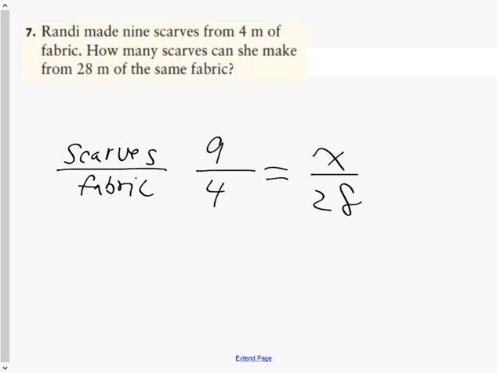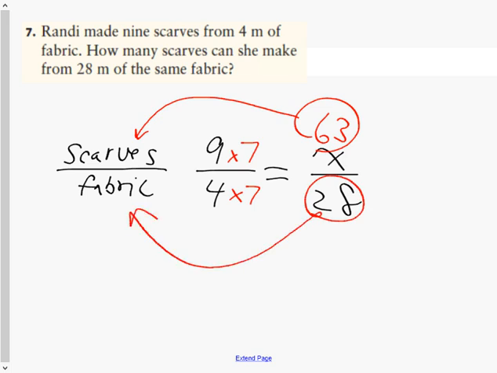What's the easiest way to solve it? Algebraic, division, multiplication, or unit rate? Multiplication. 4 times what is 28, Cohen? Right. So if I multiply both by 7, I figure out that I can make 63 scarves from 28 meters of fabric. Your answer is 63.